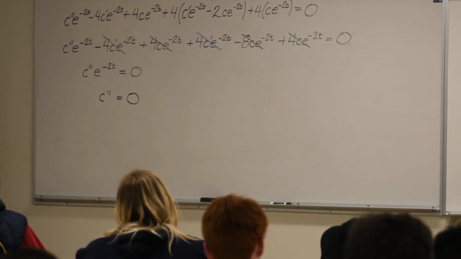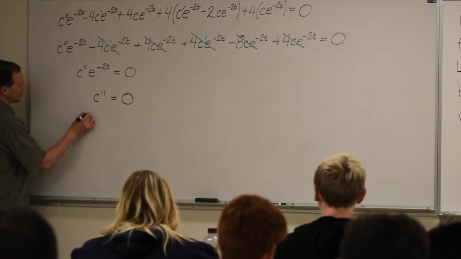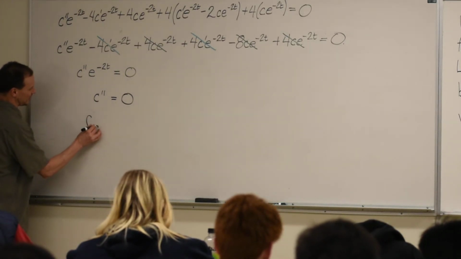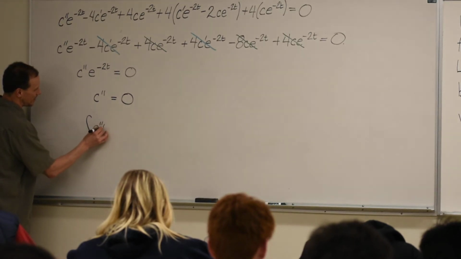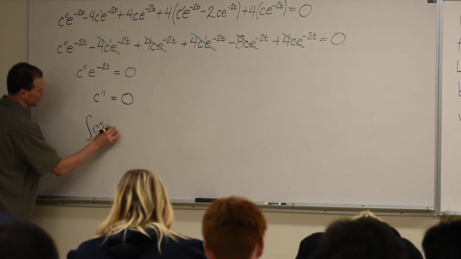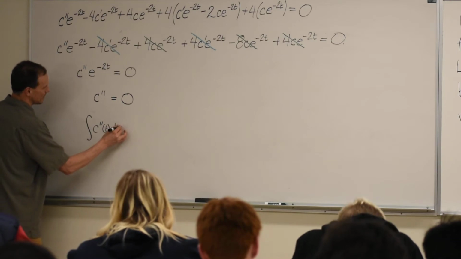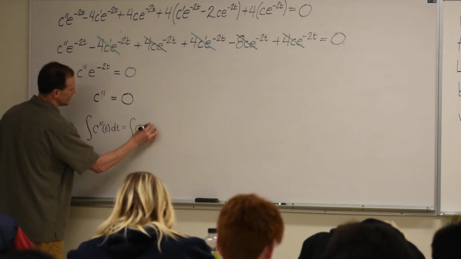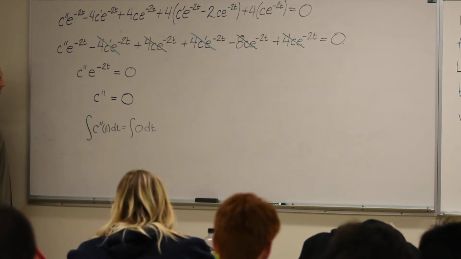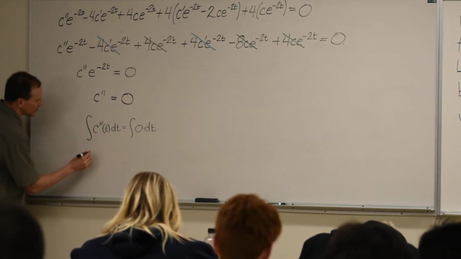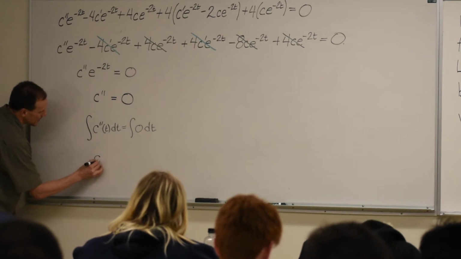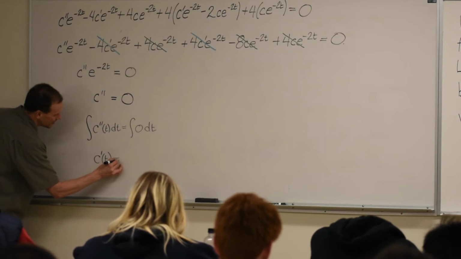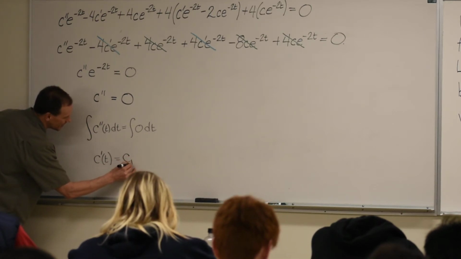And now we just integrate. So let's take the indefinite integral of C double prime of t dt equals the integral of 0 dt. These are indefinite integrals, so we're going to get C prime of t is equal to some constant, I'm going to call it C1.